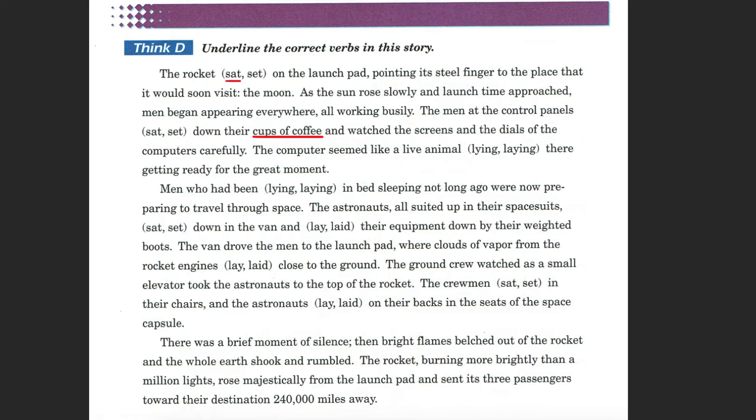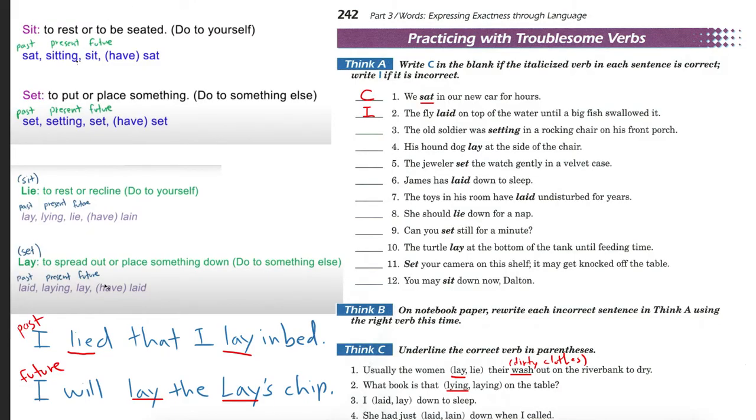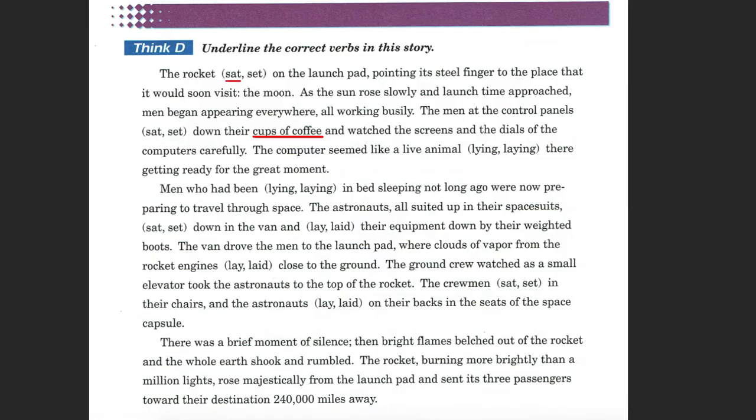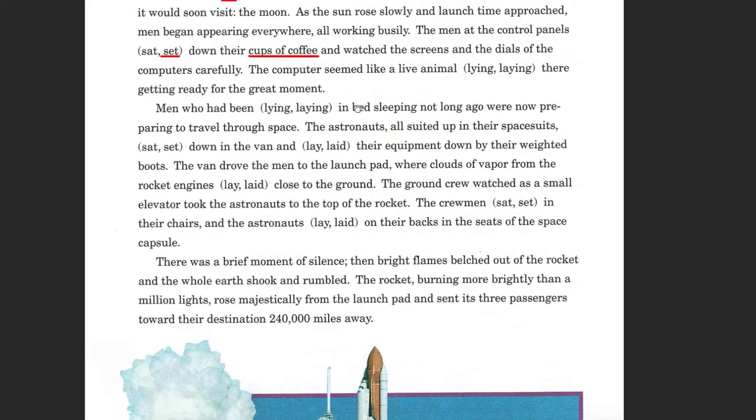Sat or set? If you look back here, sat is to rest or to be seated, to yourself, and set is to put or place something else, do to something else, right? So since they're setting something else down, their cup of coffee, we would use set. All right, go ahead and do the rest by yourself.